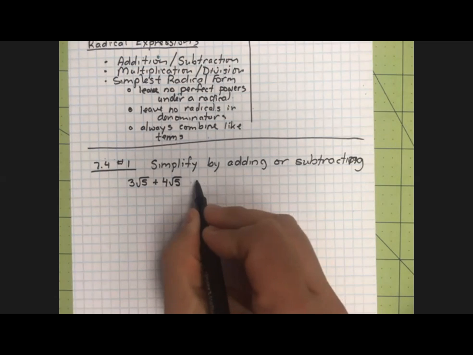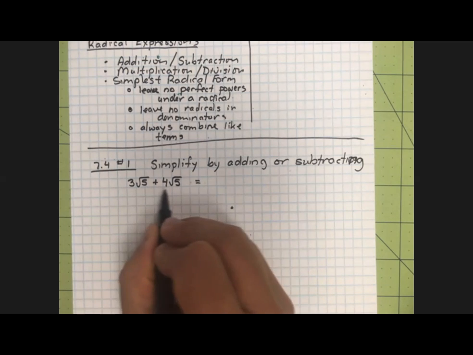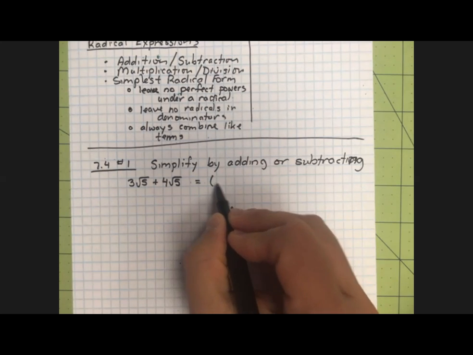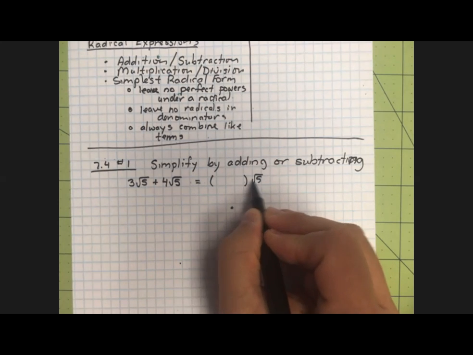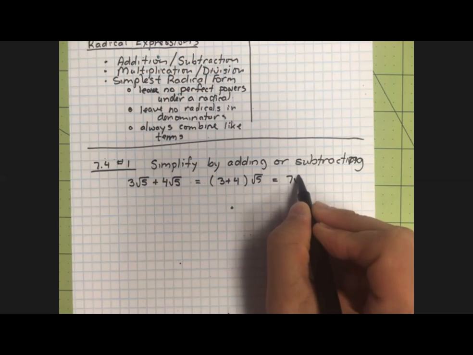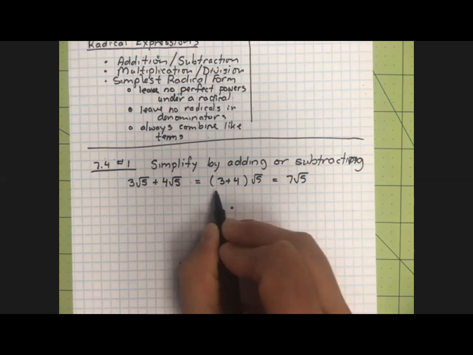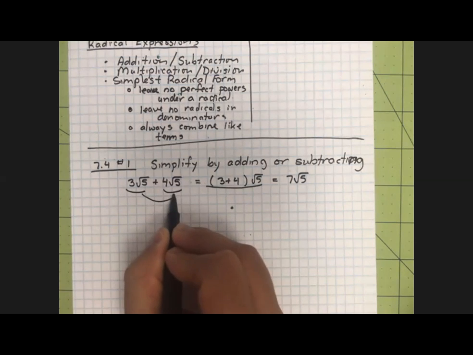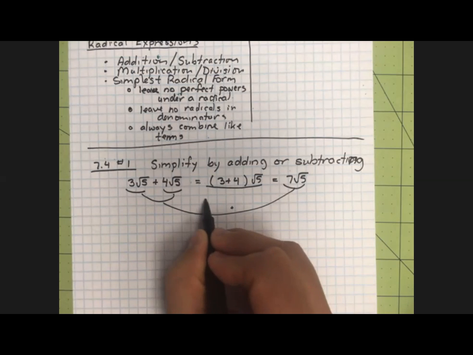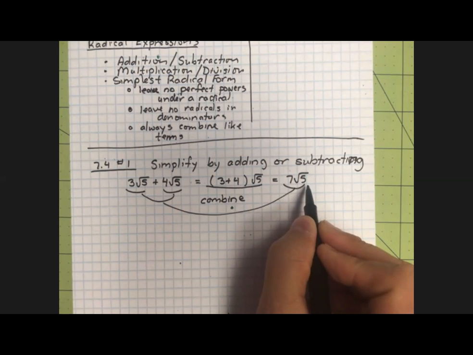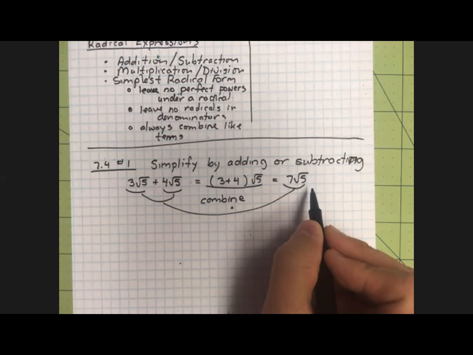Now you don't have to do any fancy factoring. I mean, if you want to see it factored, you can say, oh, let's factor out a root 5. And that leaves behind 3 plus 4. And 3 plus 4 is 7. But you don't have to write this intermediate step here. You can just say, I am combining like terms. And when I combine like terms, I have 7 of those things. 7 of what things? 7 of the square root of 5. Okay.